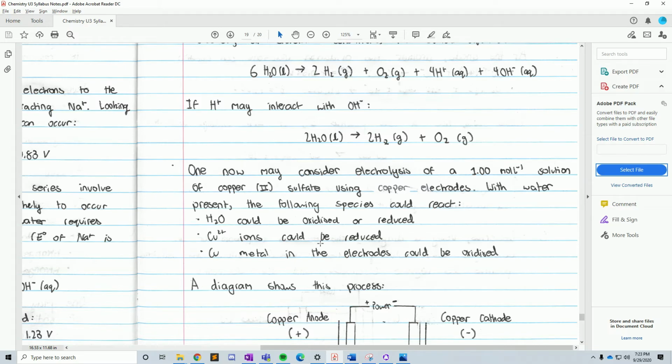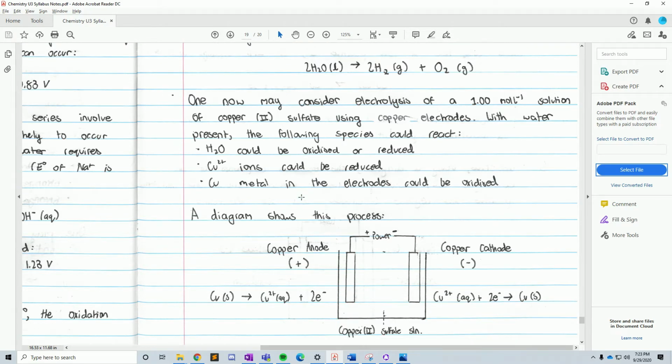Now, an interesting thing you might be saying: copper sulfate, that's CuSO4. Why doesn't the sulfate ion want to do anything? Well, that's because the sulfate is actually in its highest oxidation state, and so it won't react. It's a spectator ion. Okay, so cool. This is the process. Now I've kind of given away what's going to happen, but you have the copper anode, which is positive, and the copper cathode is negative. And remember, cathode is reduction, anode is oxidation.